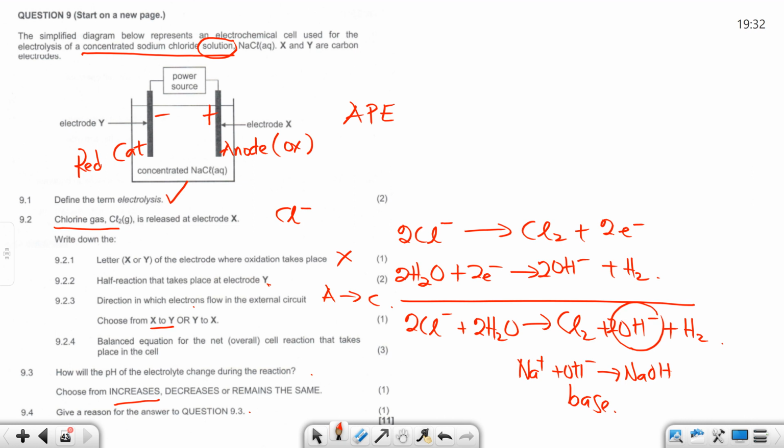Give a reason for your answer. No, don't make it reversible. It's just one arrow. Ladies and gentlemen, this is it.